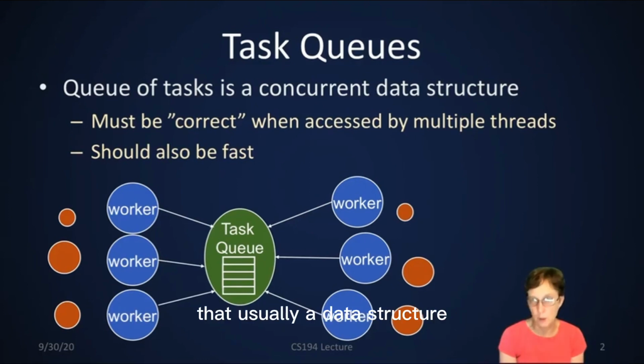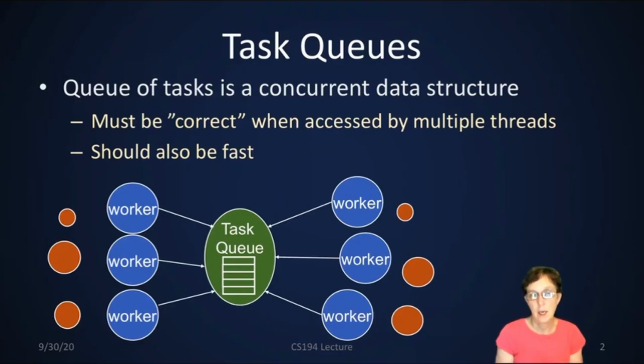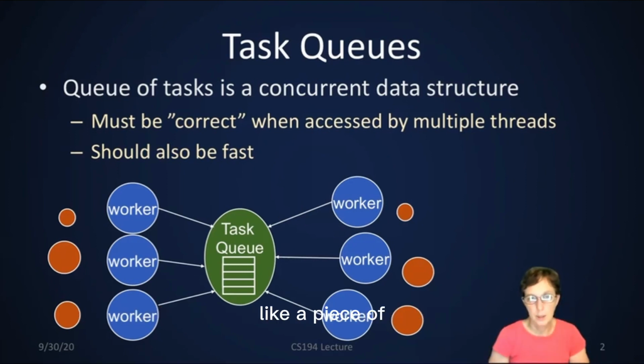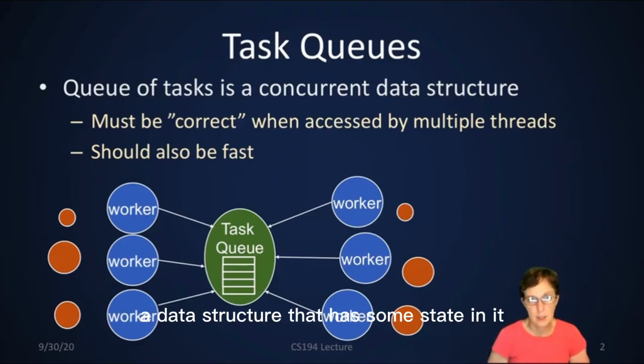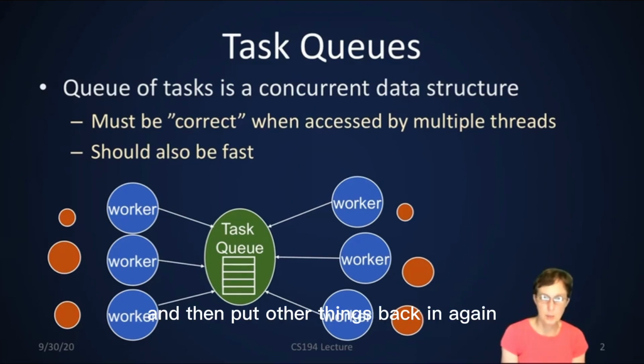That's usually a data structure that we're working on. It might be just something as simple as an index that says work on this part of a matrix, or it could be something that is much more complicated, like a piece of a data structure that has some state in it. But we'll probably put pointers into this task queue of some kind. And so a task queue is then shared by all of the processors, which are called workers, and they pull things out and work on them and then put other things back in again.